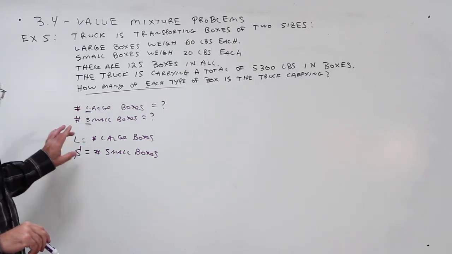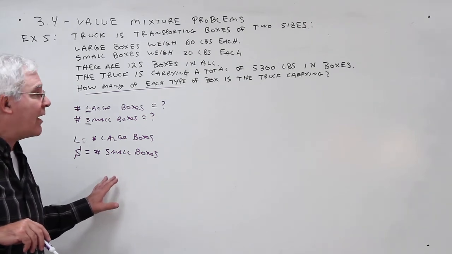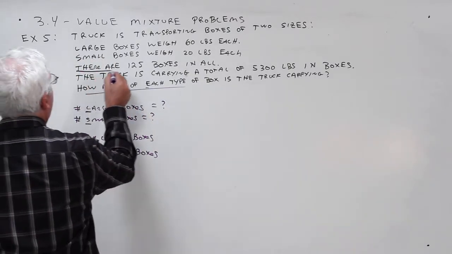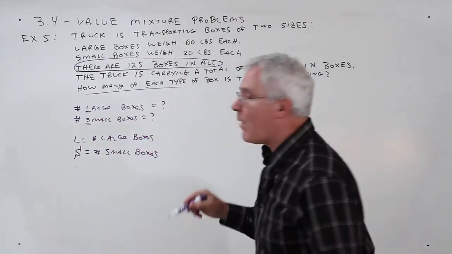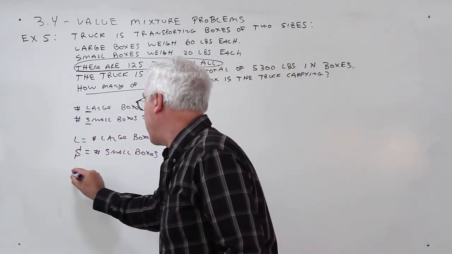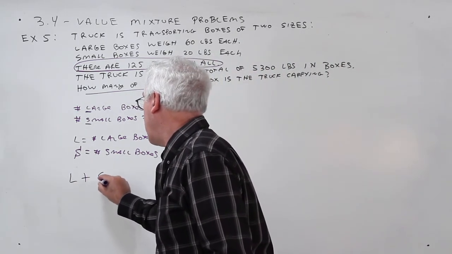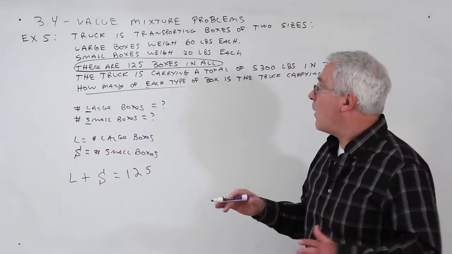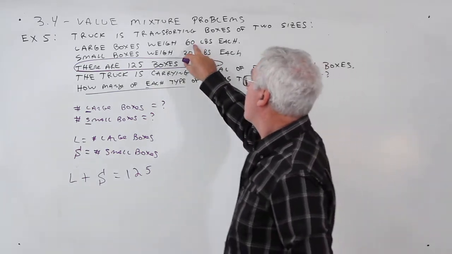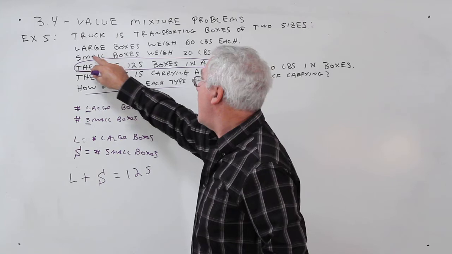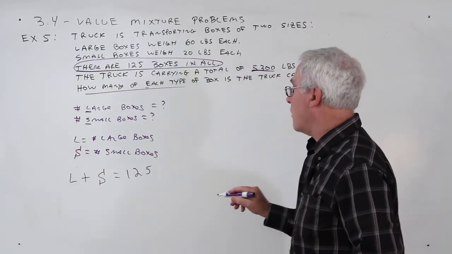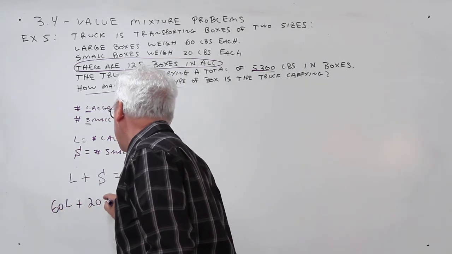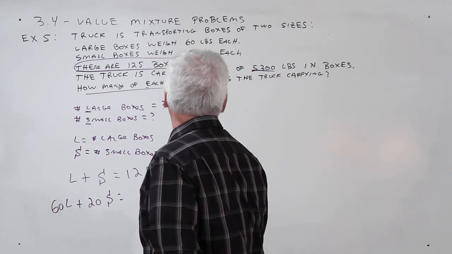I've defined the variables, and again, from defining the variables, you can get the sum equation. So let's see if there's a sum of boxes anywhere. Right here. So for my sum equation, it's going to be L plus S equals 125. Then for the rate equation, go to the other sentences. 60L plus 20S equals 5,300.